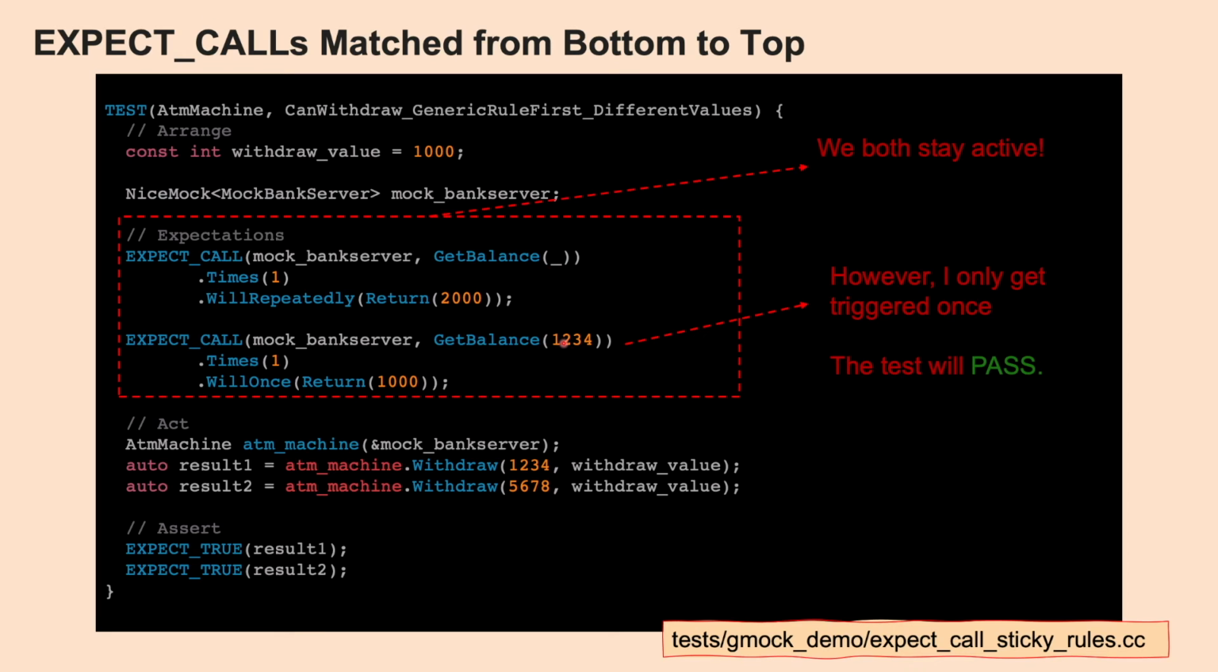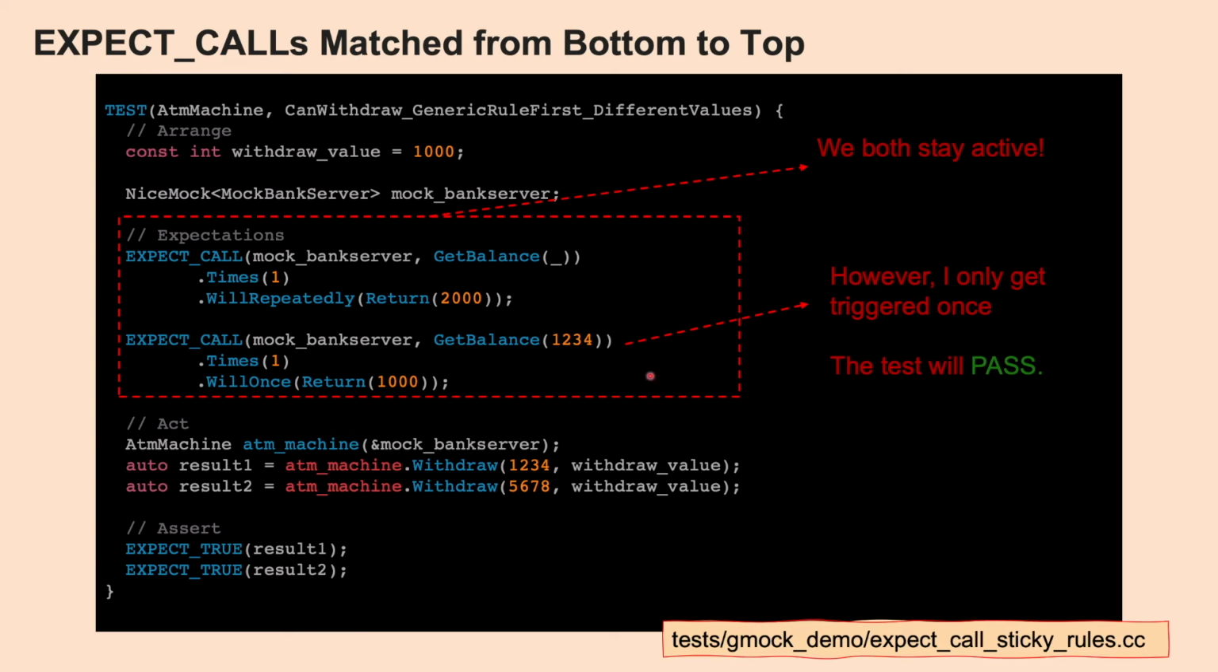If there was a match, there would have been a problem because we mentioned that it has to be called only once. However, because there was not a match, GMock is okay and moves on to this one and sees that there would be a match here, and then it returns 2000. So this test will pass and there's no problem with it.